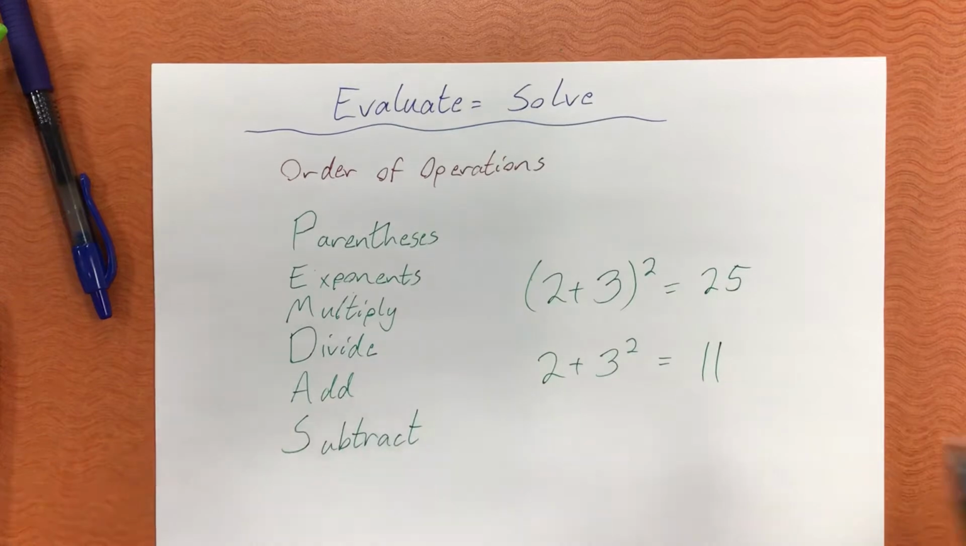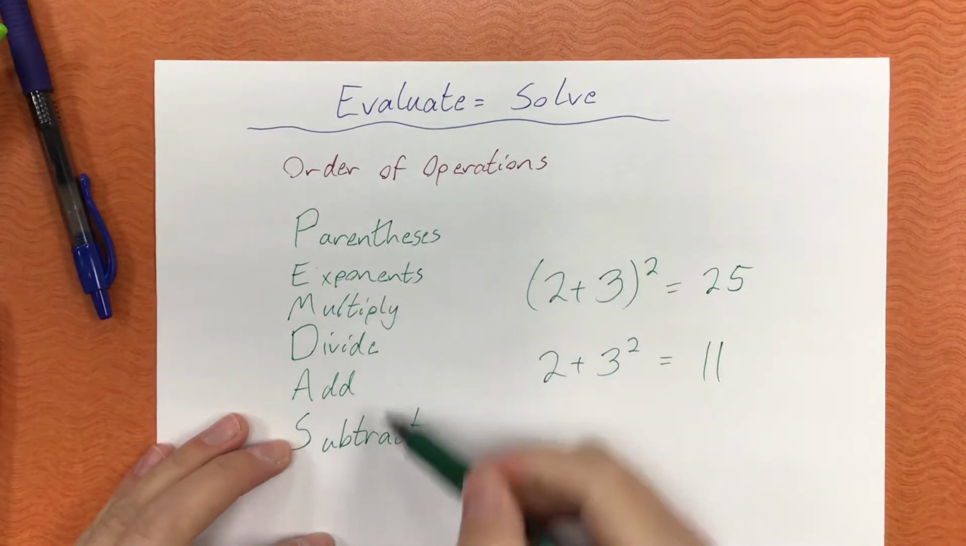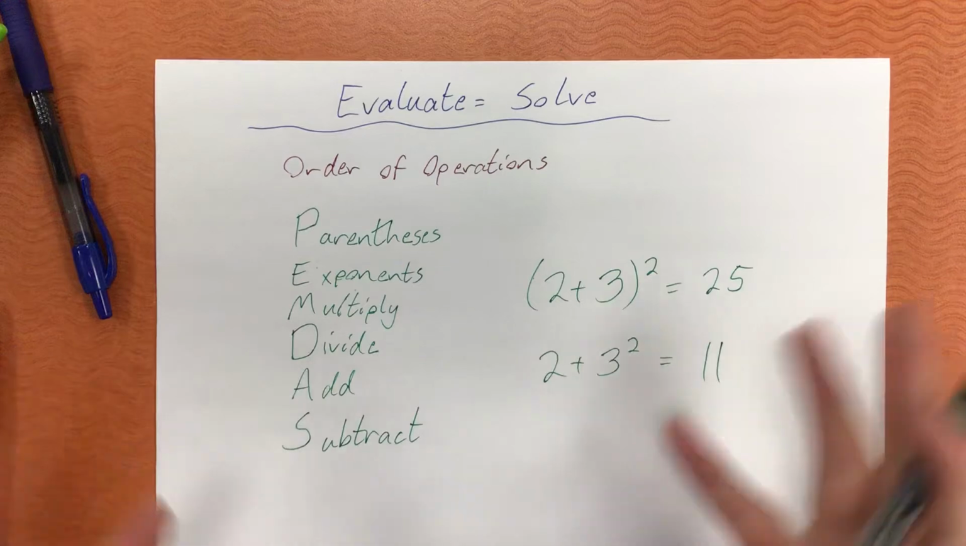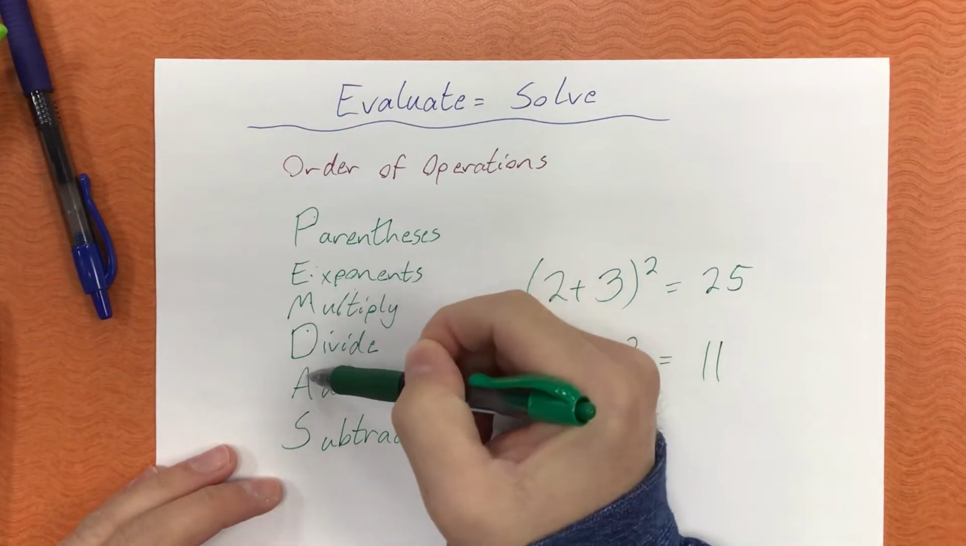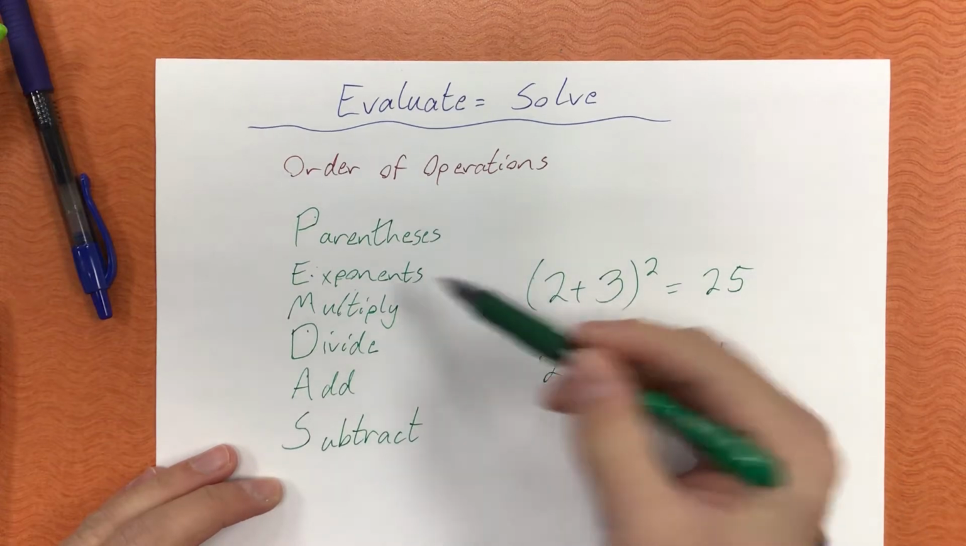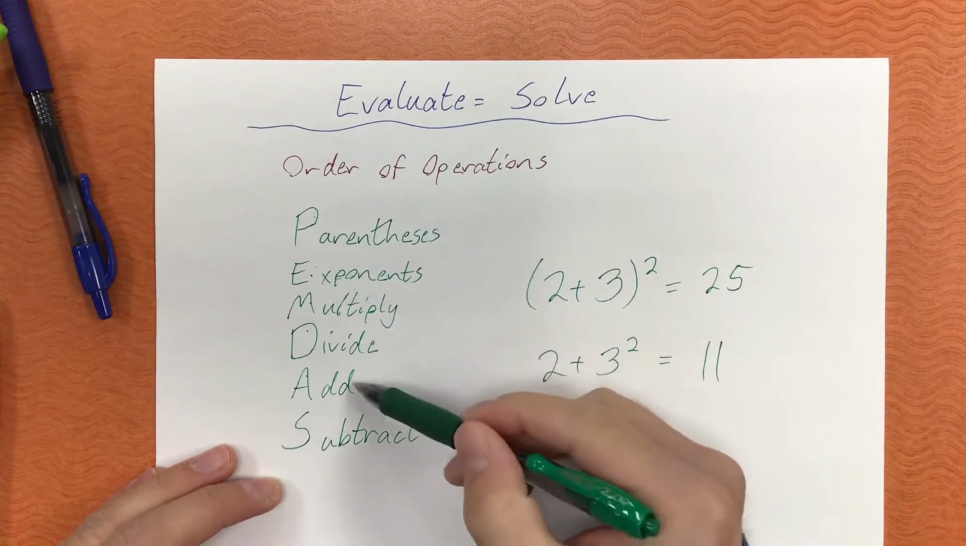Why it goes in this order, I don't really know. I don't know if it really matters, but somebody at some point picked the order it needs to go in, and everybody should follow it that way so that we can all get the same answers, okay? So again, it's please excuse my dear Aunt Sally. Parentheses, exponents, multiply, divide, add, subtract.